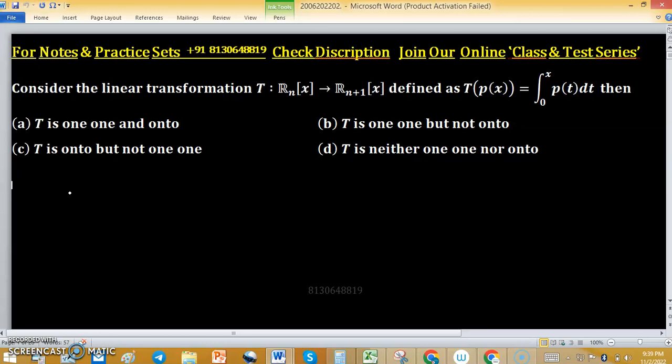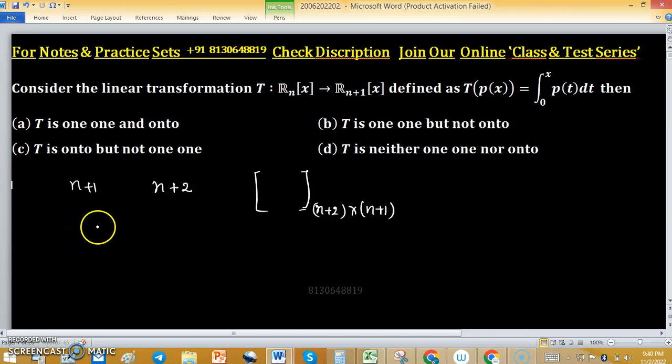This means we have to check whether this linear transformation is 1-1 or onto in all these four options. As the dimension of the domain of this linear transformation is n plus 1 and the dimension of the codomain will be n plus 2, the matrix representation of this linear transformation has the size n plus 2 cross n plus 1. This will be the size of the matrix representation if we need to check that this linear transformation is 1-1 or onto. So we need to check the nullity or rank of this one.